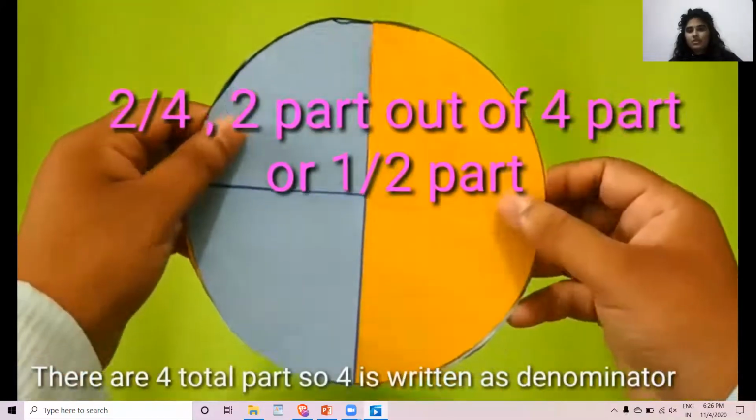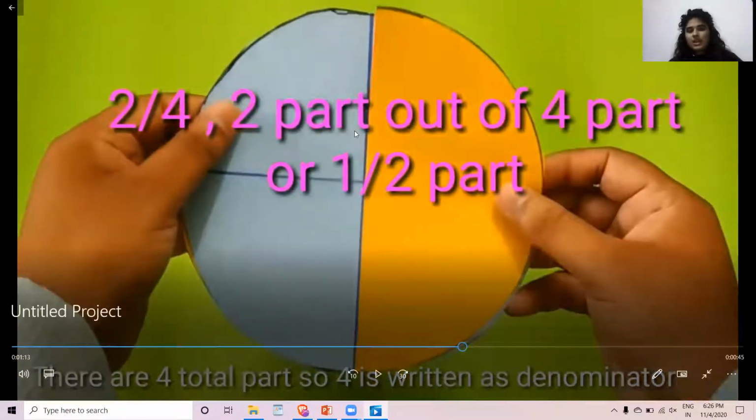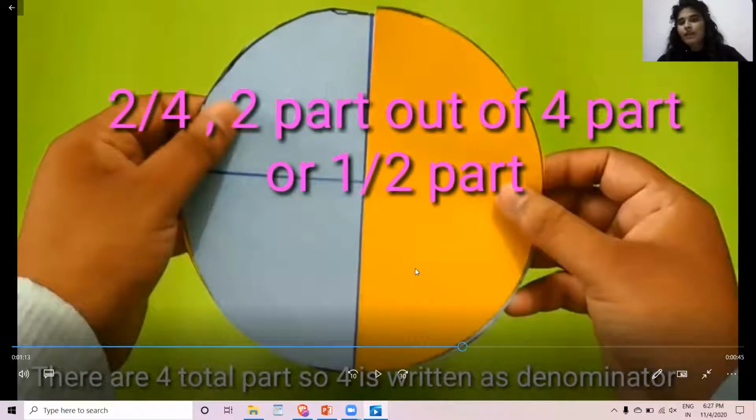Now let's talk about this. So you can see here how many parts. Again we have 4 parts, but here we are talking about 2 parts because you can see there are 2 yellow parts. So 2 by 4 must be the fraction. Now you can see 2 part of 4 parts, so that means what? 2 by 4.